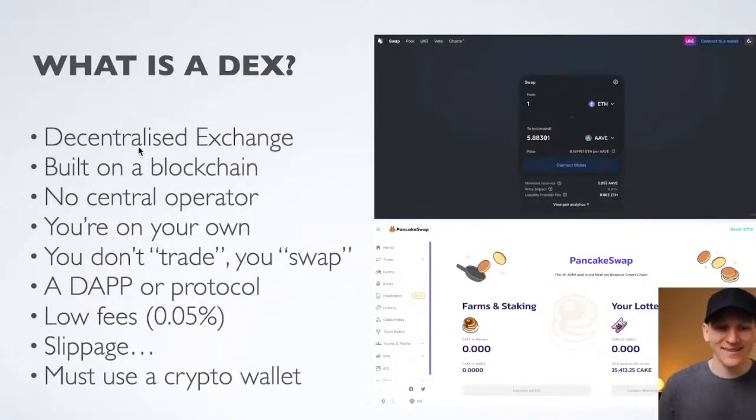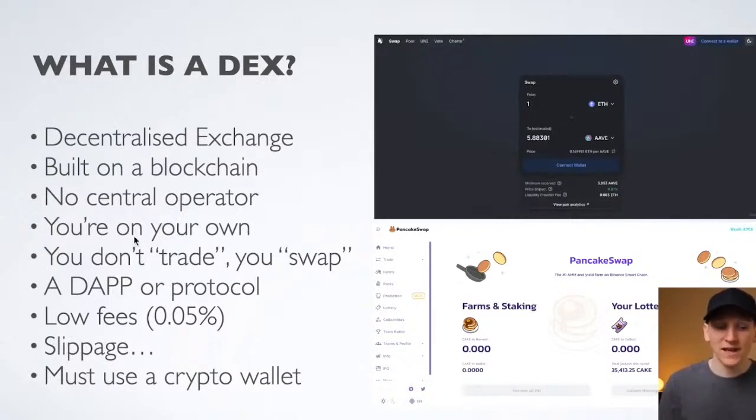Well, a DEX is a decentralized exchange, meaning that it's essentially just a bit of code and that's it. When you have a centralized exchange, then that is actually a company that provides exchange services and liquidity. It provides you all the systems for people to go and trade with each other. A decentralized exchange is just a bit of code on a blockchain. It has no central operator and you are on your own 100%.